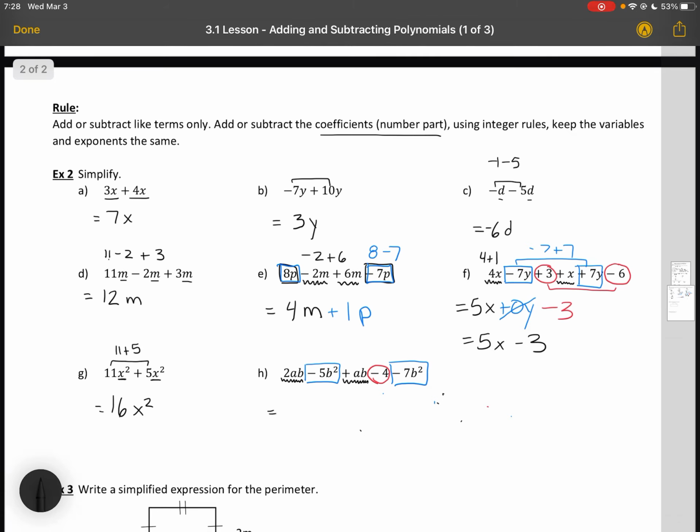And now I can start to combine my terms. So I'm going to start with my ABs. My variable is going to stay the same, and I'm going to add my numerical coefficients. So 2 plus 1 gives me 3ab. And then I'm going to do my b squareds. So my variable is going to stay the same, and then I'm going to add my numerical coefficients together. So minus 5 minus 7 gives me minus 12b squared.